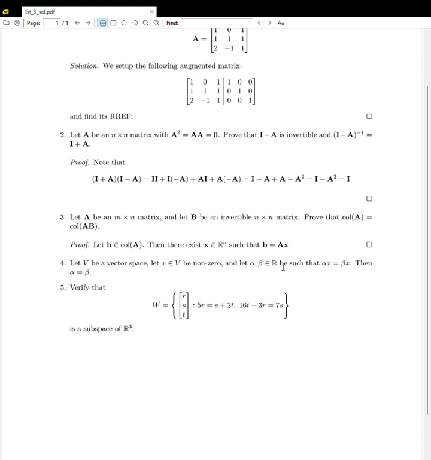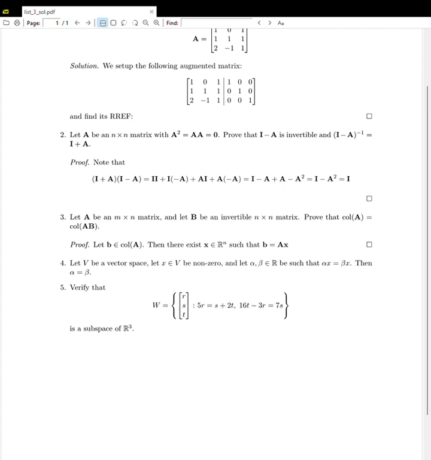Okay, so what do I need now? Well, now I need to prove that not only is b equal to A times x, but b is also equal to AB times x. So I need to think about, okay, well, how do I do that? All right, so give me a second.